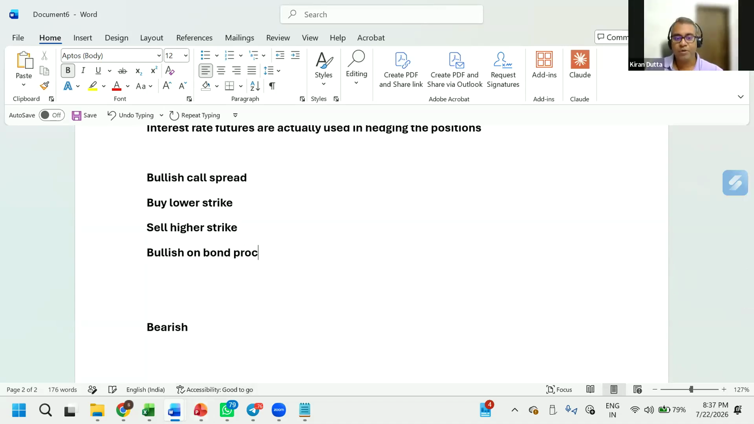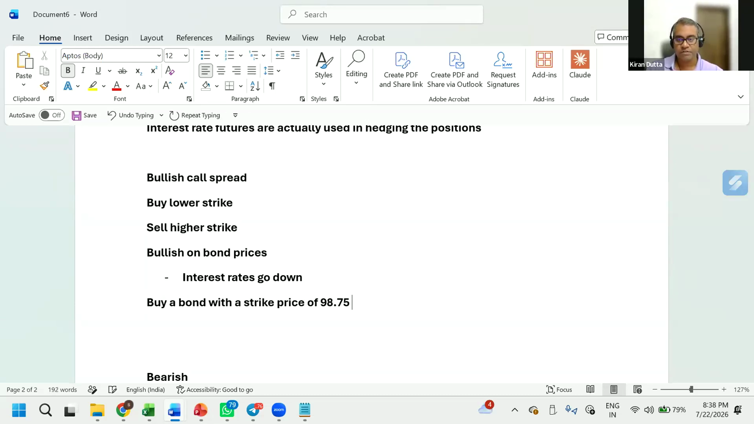Thanks. If I'm bullish on bond prices, what does it mean? I'm expecting the interest rates to go down, right? That's what it is. When the bond prices are going up, I'm expecting the interest rates are going down. What I will actually do is buy a bond with a strike price of something like 98.75, just taking a hypothetical example.